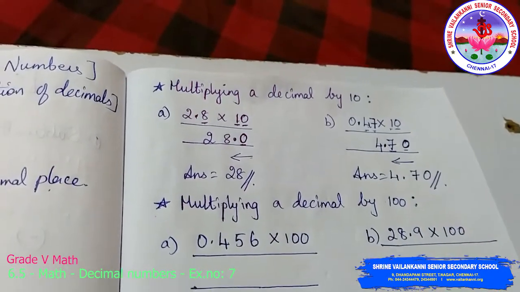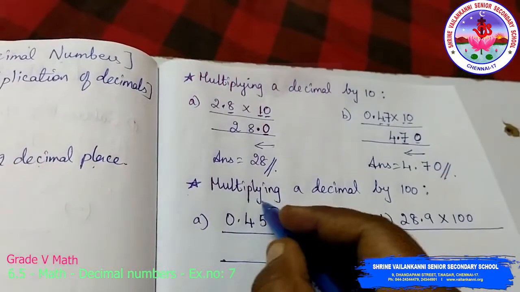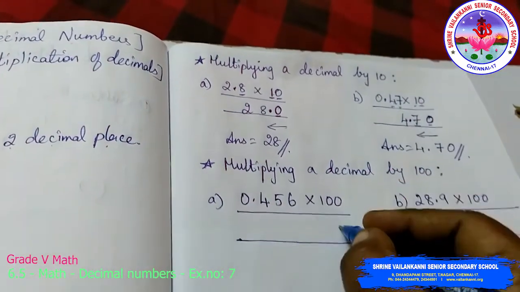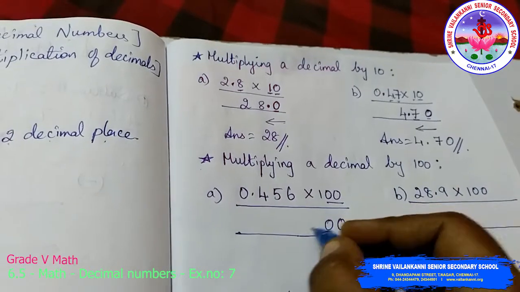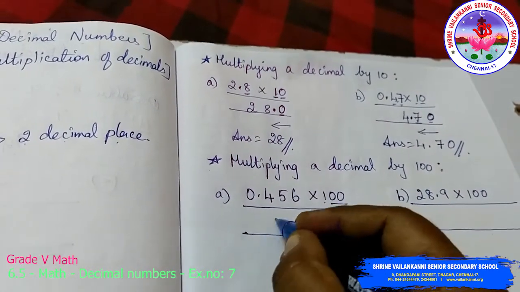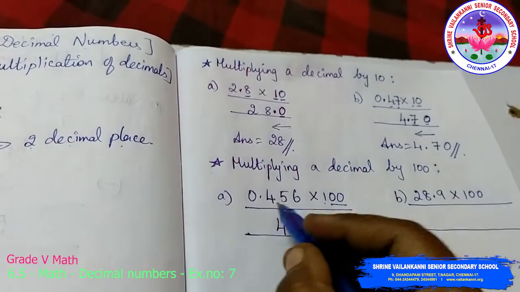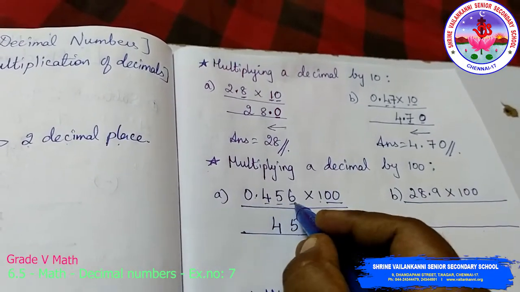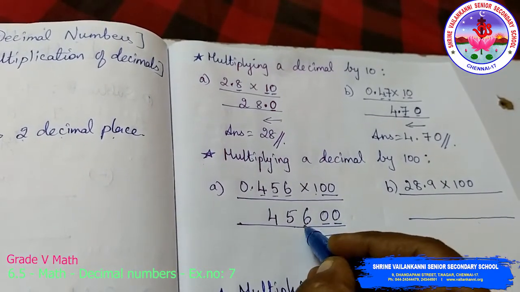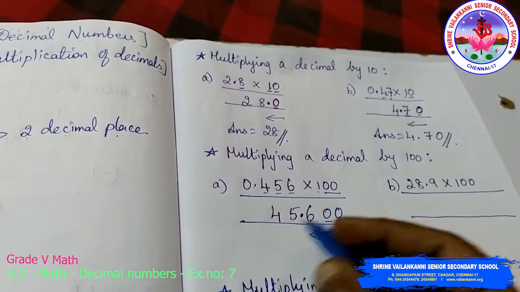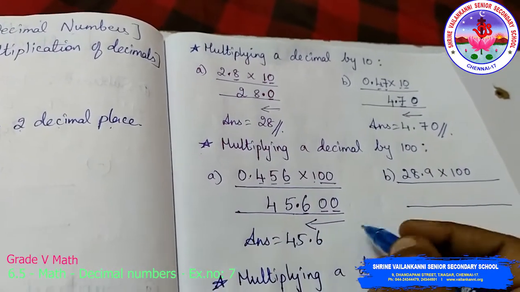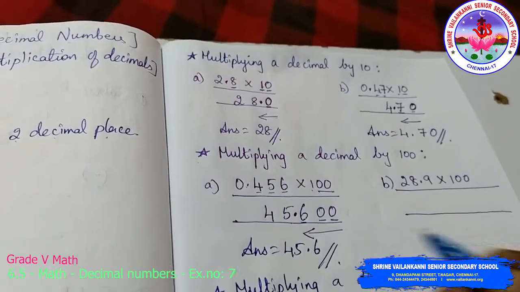Okay. So now multiplying a decimal by 100. The same procedure we are going to do here. So 2 zeros, I'm going to move fast. 1 table, if you multiply, 6, 5, 4. After the decimal I have 3 places. So from right to left, 1 place, 2 places, 3 places after the decimal. So the answer is 45.6 or 45.600 also you can write.